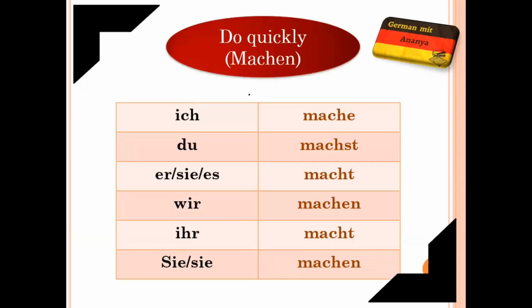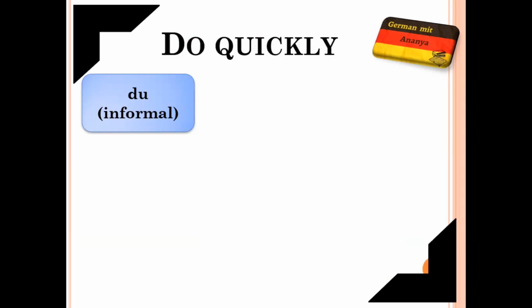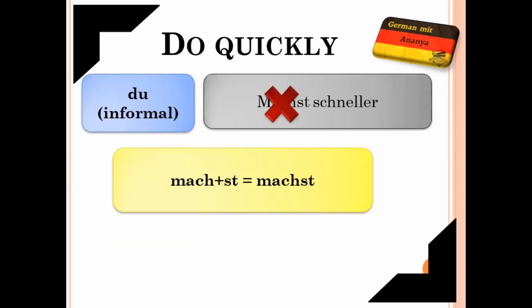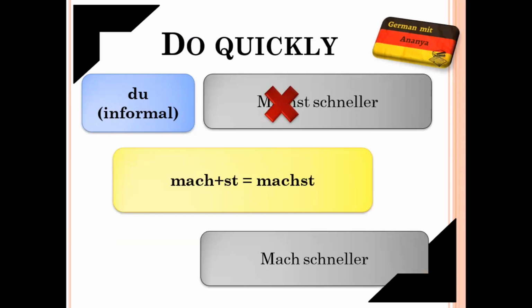Next is, my next verb is machen. Like do quickly. To do in German is machen. My verb conjugation is ich mache, du machst, sie es macht, wir machen, ihr macht, sie machen. So how will I form this? It should be machst schneller, but again it is incorrect. So I will remove this st from machst. Then it will be mach schneller.